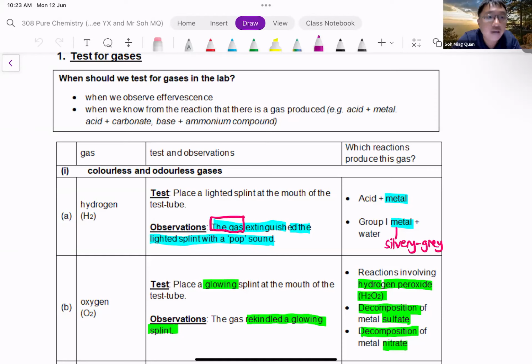So having good knowledge of the test, I know that it's a hydrogen gas test because I'm adding a silvery gray solid to an acid. Therefore, I prepare the lighted splint before I add the solid in. Next, oxygen. When do you decide to have a glowing splint? You use a glowing splint when oxygen gas is produced. How do you know if oxygen gas is produced? If the reaction involves hydrogen peroxide, most likely oxygen gas is produced. Besides that, if you are decomposing a metal sulfate or metal nitrate, oxygen gas may be produced.